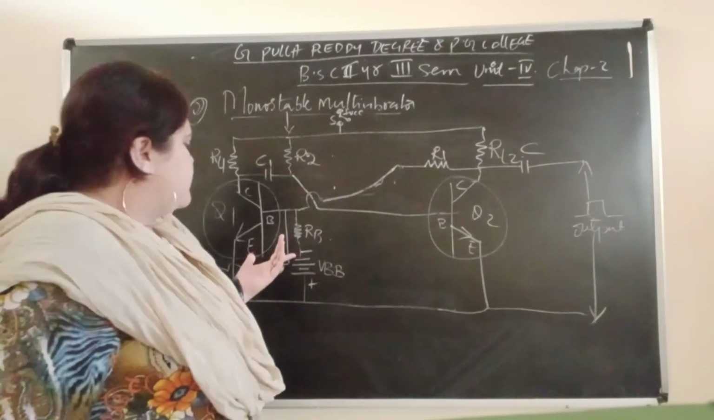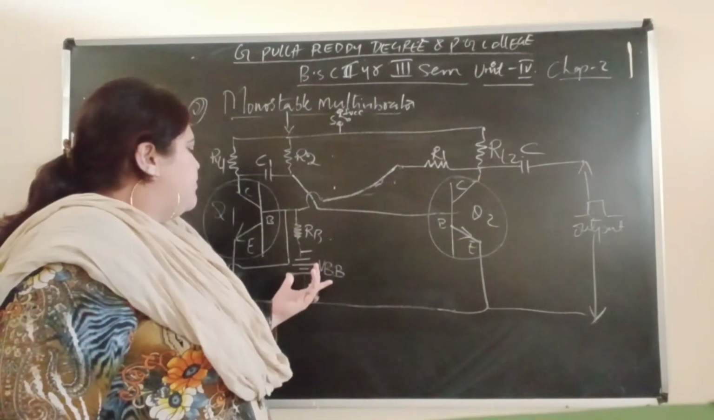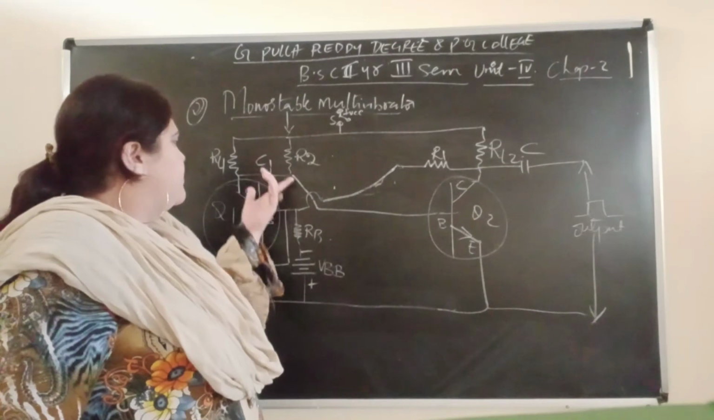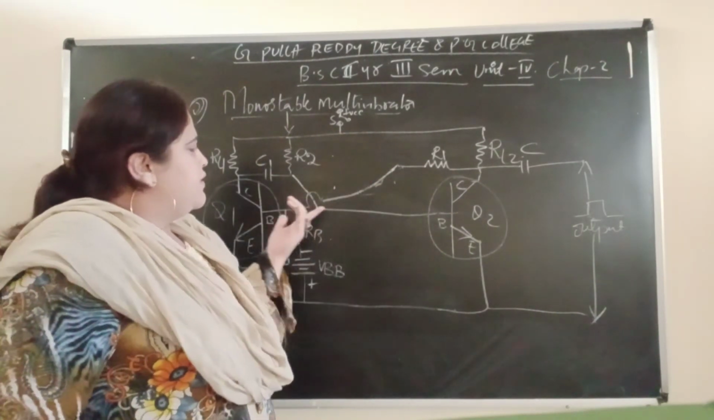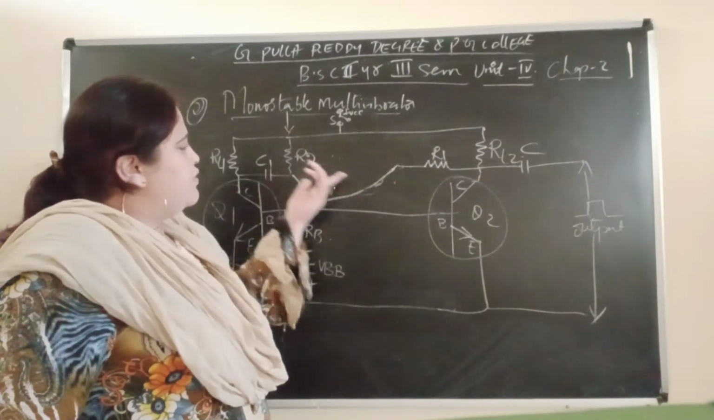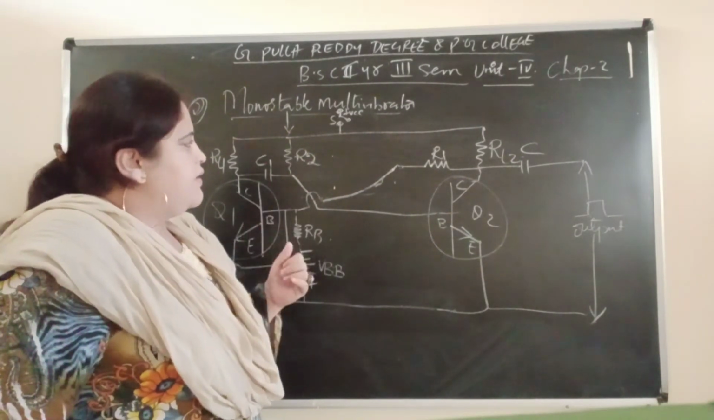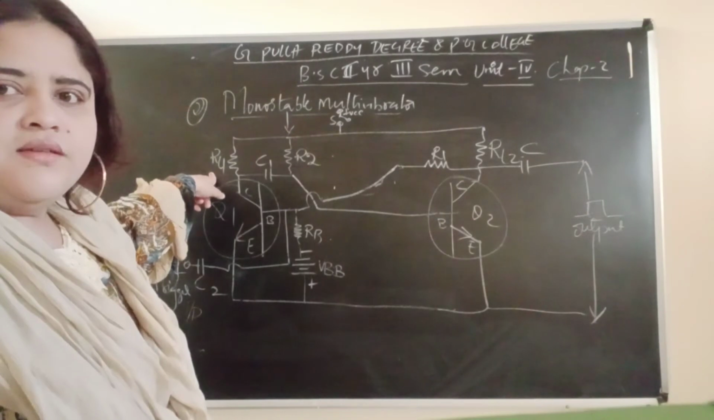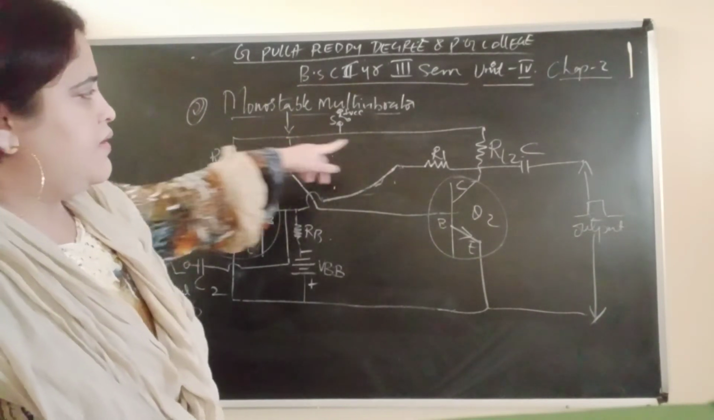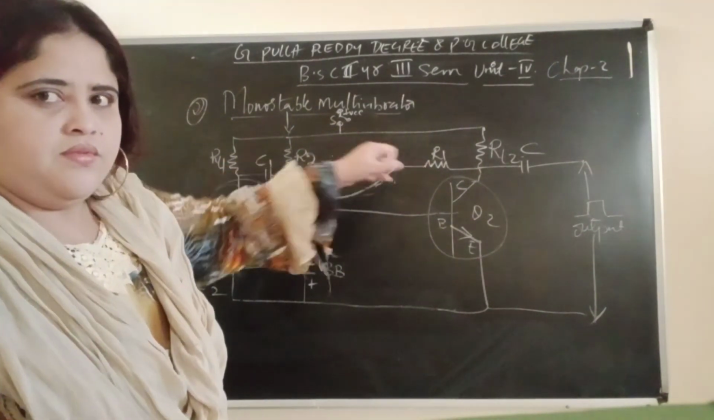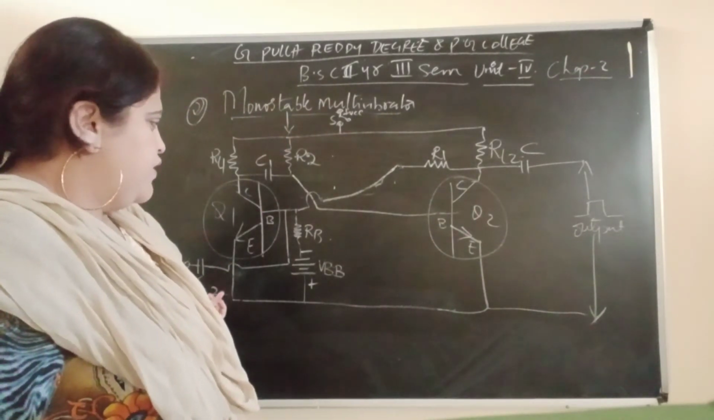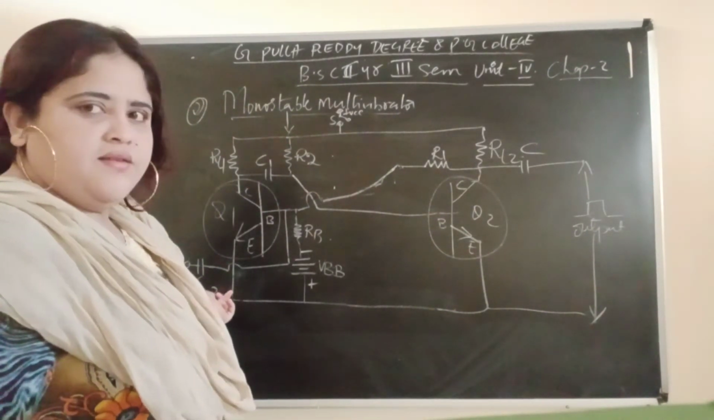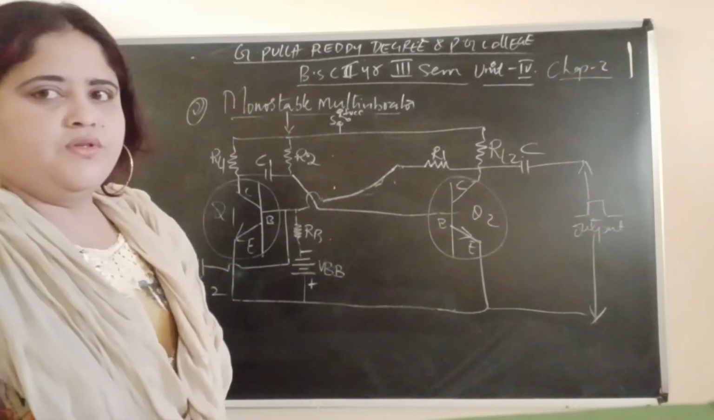Two transistors, one battery, capacitor, R1 which is coming here, R2 which is going to there, load resistances RL1, RL2, then capacitor, then one trigger pulse. For the trigger pulse, one capacitor, then output.